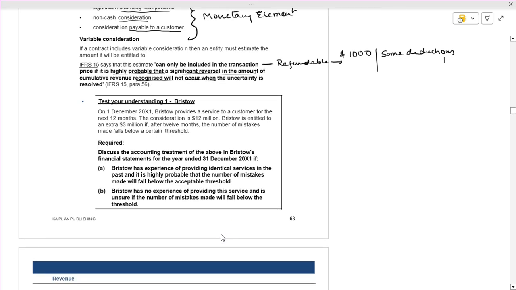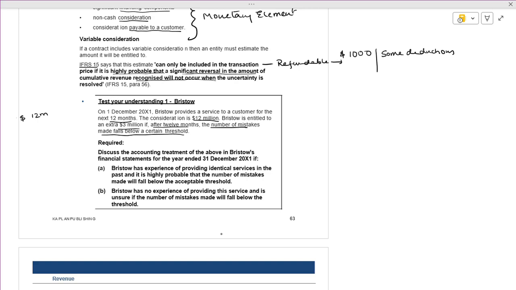They gave you a small question here. On 1st December 2001, Bristow provides a service to the customer for the next 12 months. The consideration is 12 million. Bristow is entitled to an extra 3 million if after 12 months the number of mistakes falls below a certain threshold. See, they are providing the service for 12 months, very interesting, very conceptual. For 12 months, the consideration is 12 million.